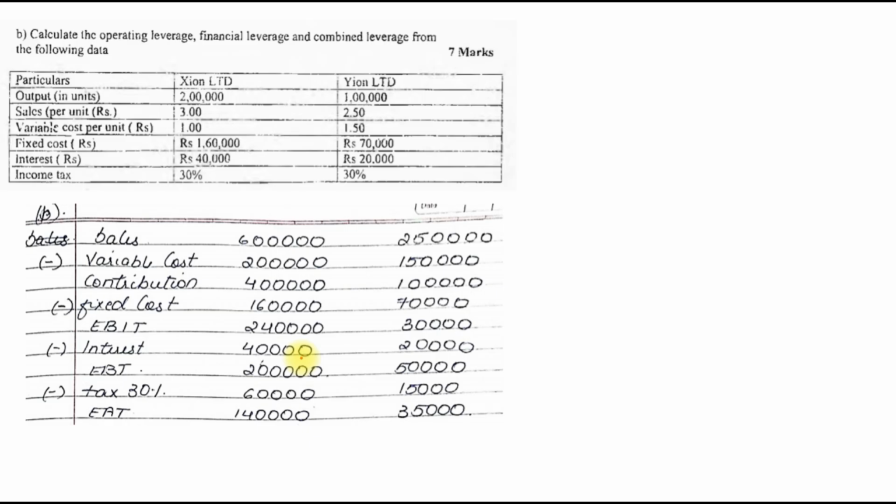Okay, so 2 lakh 40 minus 40,000 is 2 lakhs, and 30 minus 20 is 10,000. Okay, and then we have to find tax. 30% tax, so 2 lakh's 30% is 60,000, and 10,000's 30% is 3,000. So earning after tax will become 1,40,000, and the earning after tax for the other one will become 7,000.